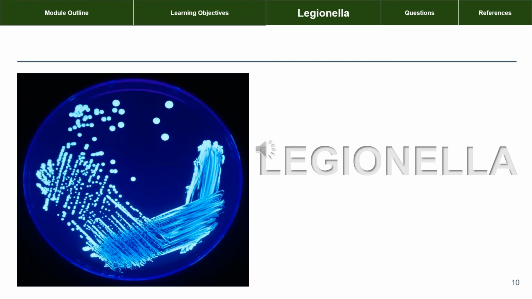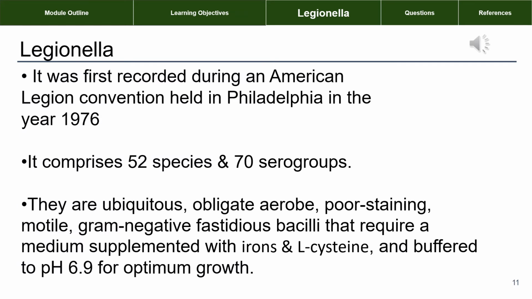Next, we have Legionella. Legionella was first recorded during an American Legion convention held in Philadelphia in the year 1976. It comprises 52 species and 70 serogroups. They are ubiquitous, obligate aerobes, poor staining, motile, gram-negative fastidious bacilli that require a medium supplemented with iron and L-cysteine and also buffered to 6.9 for optimal growth.